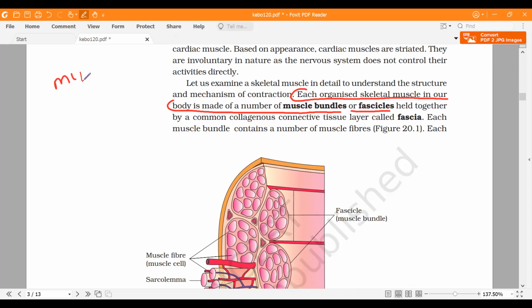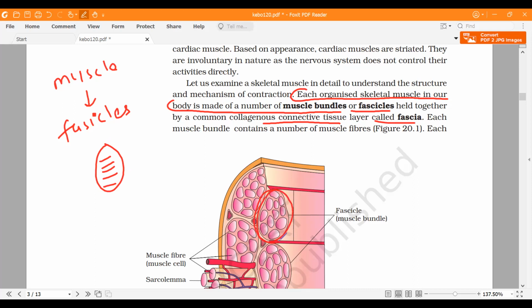So each muscle has so many fascicles, and they're held together by the collagen layer, which is what we call the fascia. As you see, this is the fascicle. So each muscle has so many such fibers. As you can see, this is the fascicle.